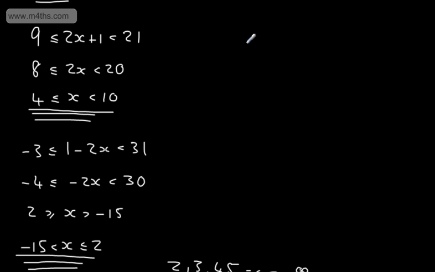Let's just finish with one more. Let's go for 3x plus 1 divided by 4, and we'll say that that's going to be equal to or less than x minus 3 over 3. Okay, at this stage what I need to do is solve.